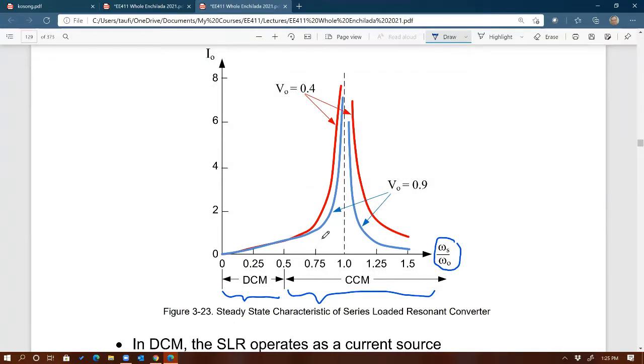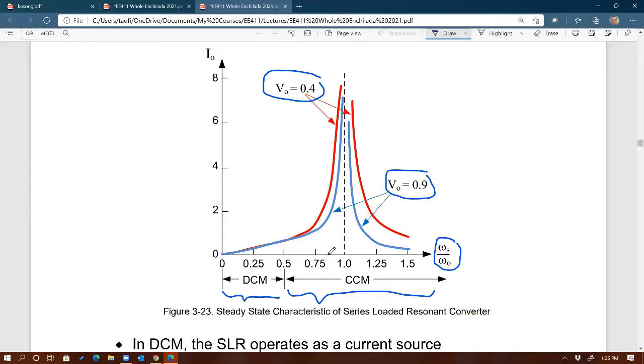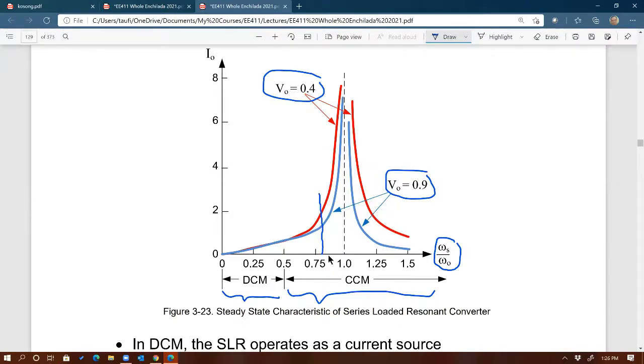Let's say I'm running the converter at an output voltage, and this is normalized, by the way. This is normalized output voltage, meaning V out divided by V in. So let's say that the normalized output voltage is 0.4, and I'm running it at, let's say, 0.8. If I draw a line right there, see that? I assume that's a straight line up.